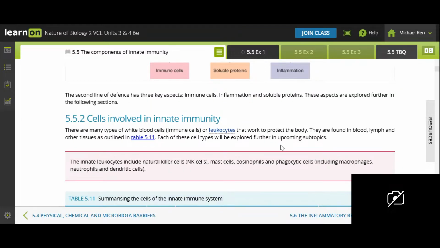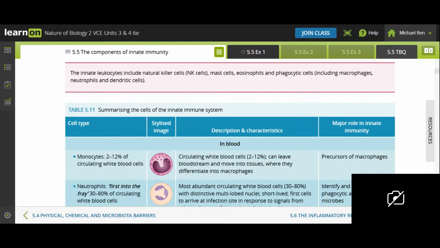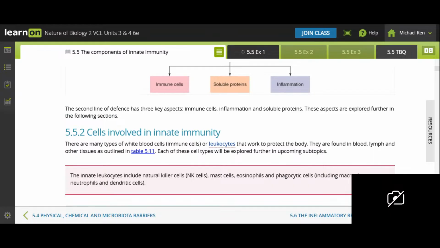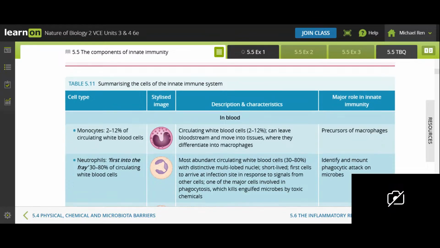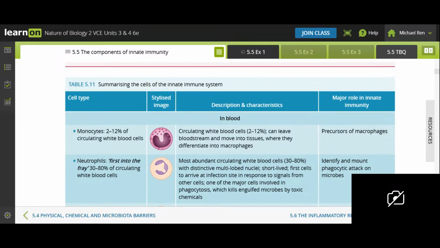So cells involved in innate immunity. These are called leukocytes. Well, leukocytes are just a general term for immune cells. The ones we're looking at are phagocytes, eosinophils, and mast cells. Those are the main three. Oh, and also natural killer cells. Phagocytes are just cells that eat stuff through phagocytosis.